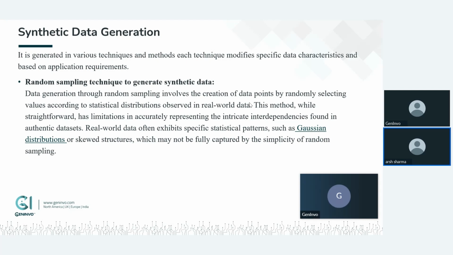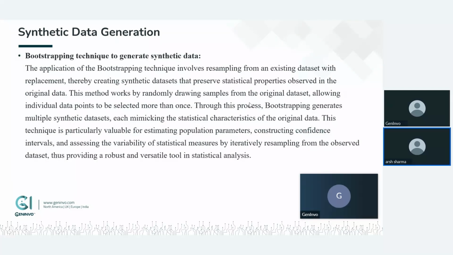But in right skewness, the right side of the peak is on the left, and in left skewness, the distribution is longer on the left of its peak than on its right. So this is one of the characteristics which may not be fully captured by the simplicity of random sampling. Next is the bootstrapping technique to generate synthetic data.